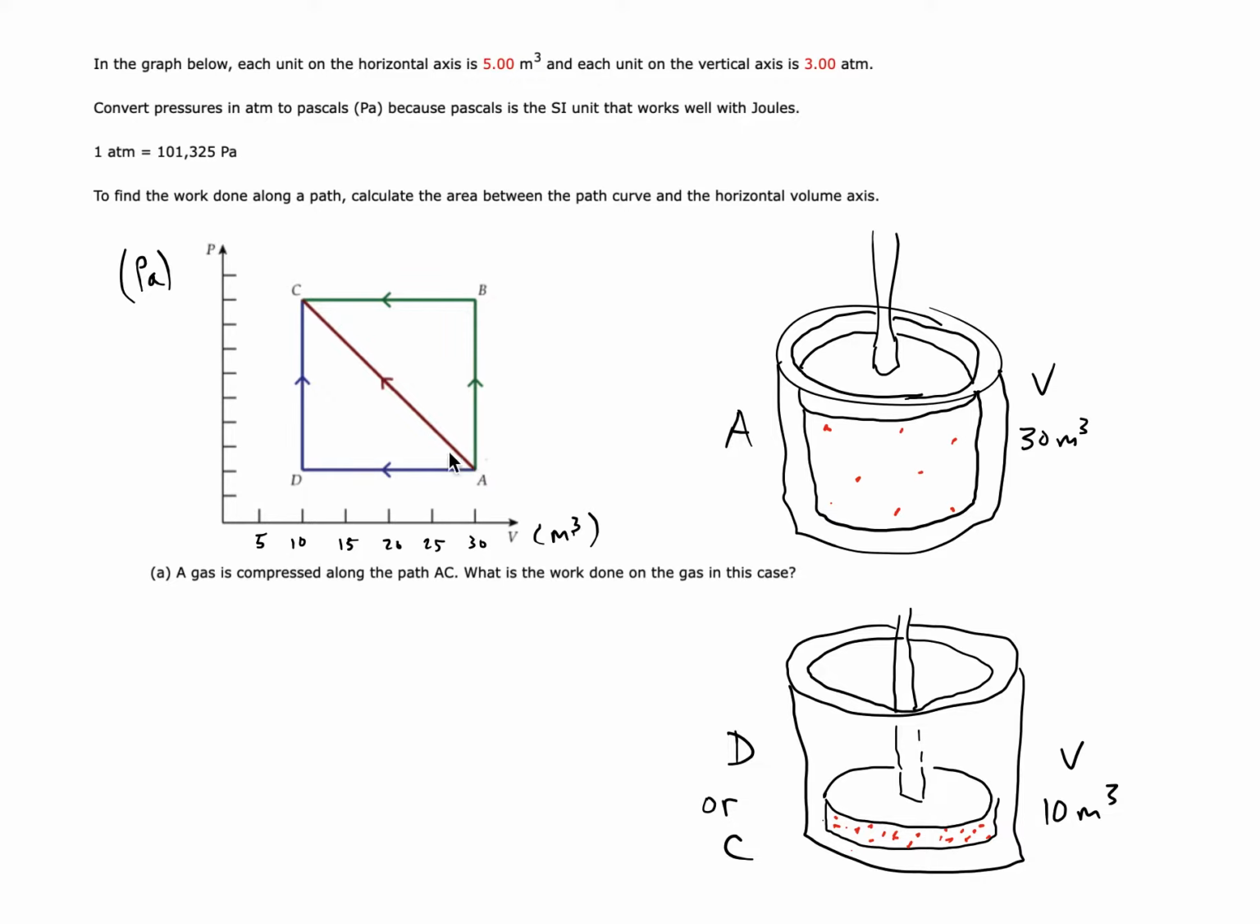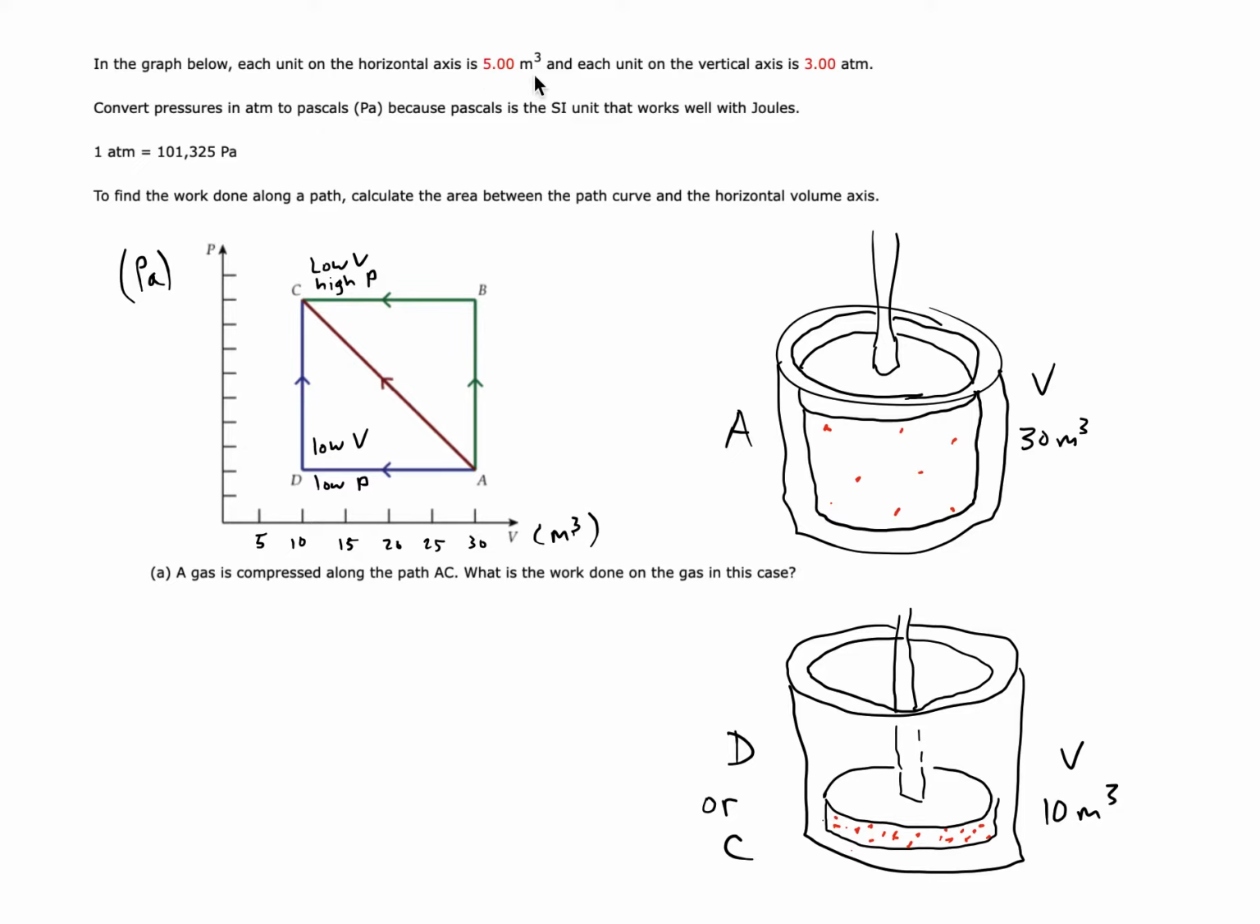So what's the difference between D and C? Well, while D is at low volume, D is also at low pressure. But C is low volume and high pressure. So how do you know it's high pressure? Because it's high up on the pressure axis.